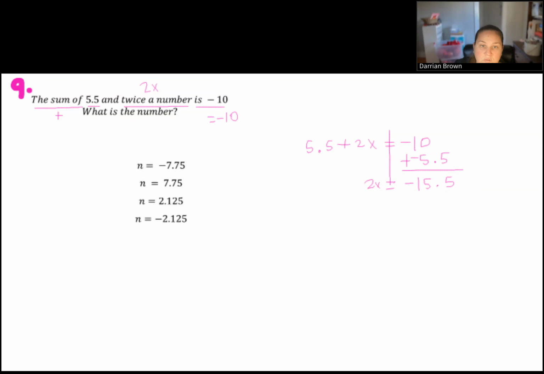Currently, the x is being multiplied by 2. How do we undo that? Very good, Annabelle and Zachary. Divide by 2. Good, Bella. So that cancels it out over there. We're left with x. And y'all tell me what you get. 15.5 divided by 2. Since it's negative, we're going to put that in our answer. Very good, Zach. Negative 7.75. So A. Good, Christina. Deuce, Bella. Great job.